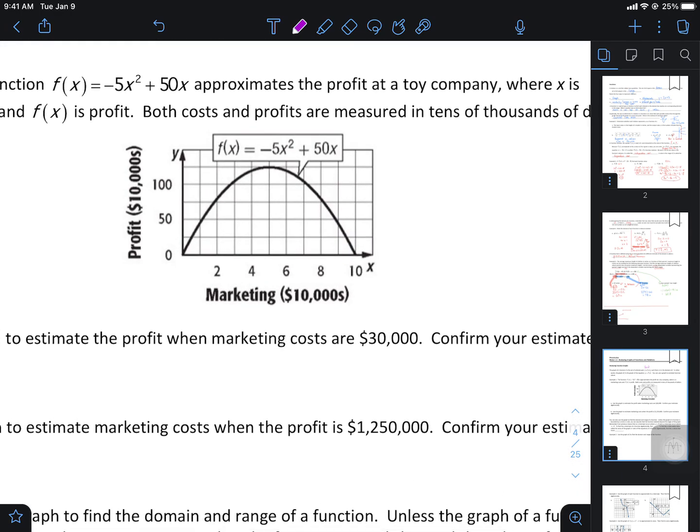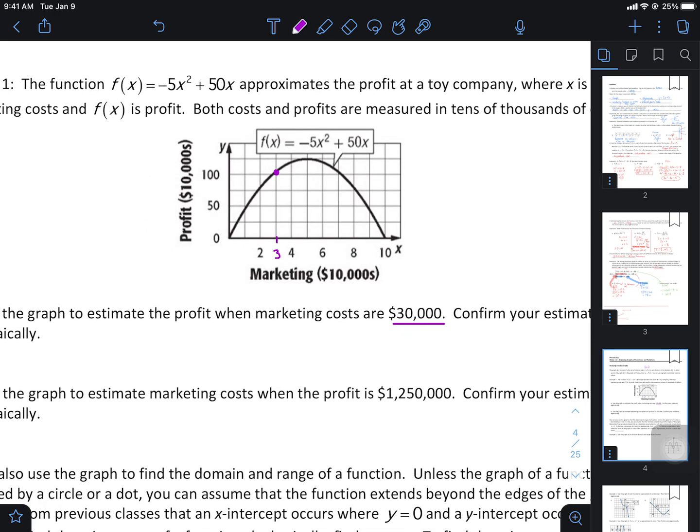So we need to figure out what the profit is going to be when the cost is about $30,000. Remember, this is in tens of thousands, so we are looking for 3, which is about right there. That looks like just a hair above 100 times 10,000, which is a little bit over $1 million. So we can say about $1 million.